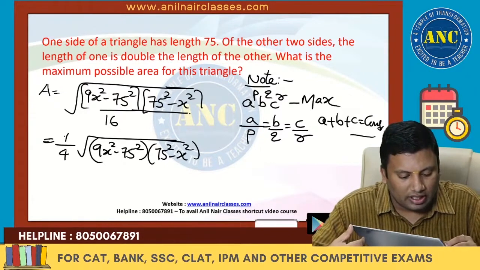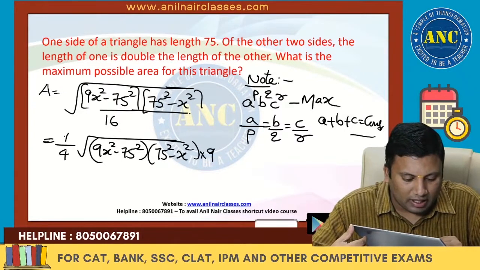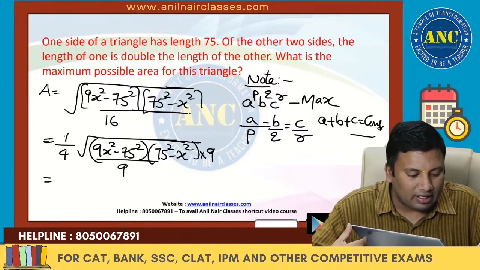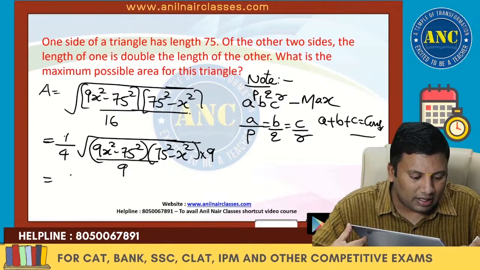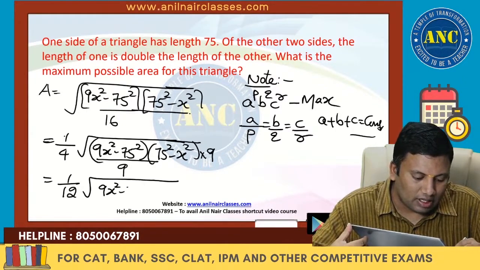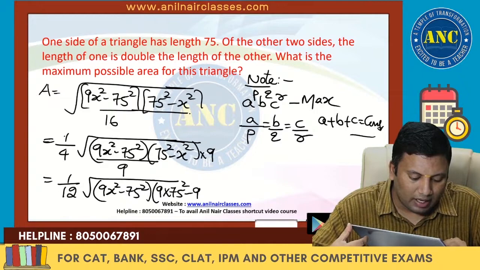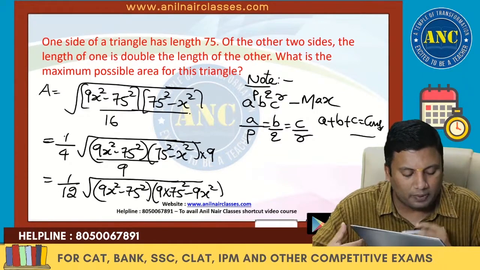So what you do is you multiply this by 9 and divide it by 9. So if I multiply it, this is nothing but 1 by 12 into root of 9x square minus 75 square into 9 into 75 square minus 9x square. I hope it is clear.